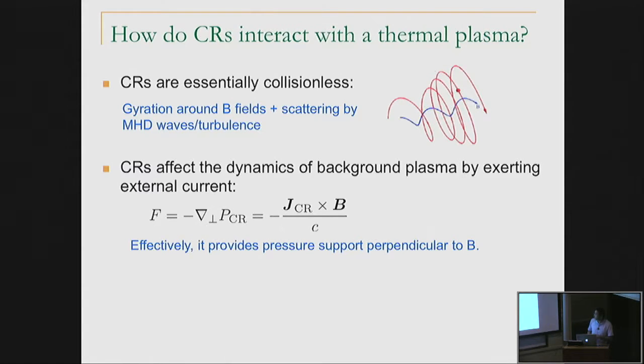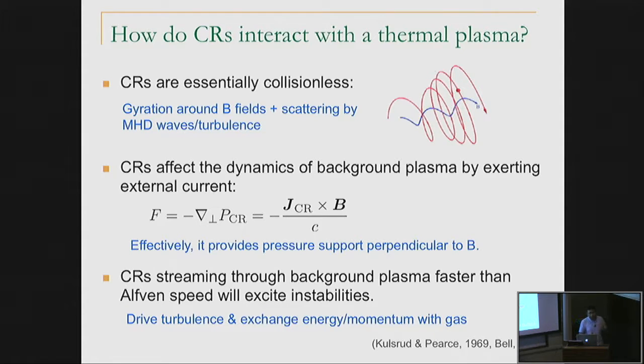But there are also more active aspects, because cosmic rays are dynamically important in terms of pressure and energy density. They can exert an external current, which means that they provide pressure support in the direction perpendicular to the magnetic field. In addition, in the direction along the magnetic field, it has been shown that if the bulk of the cosmic rays travel through the plasma faster than the Alfvén speed, which is a characteristic speed in the magnetized plasma, that will excite instabilities. These instabilities can drive turbulence, and they will exchange energy and momentum by wave-particle interaction. And these are the scientific focus of this talk.